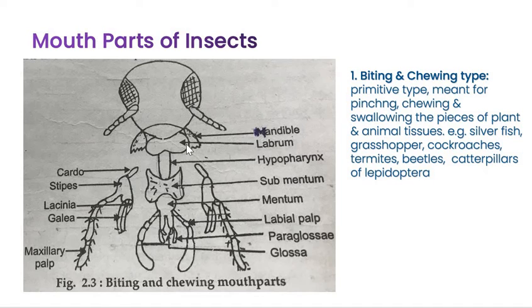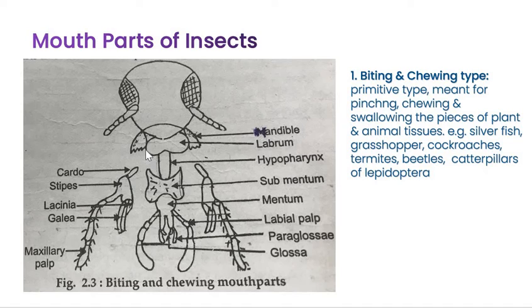If we see the detailed structure of mandible, here you can see it shows the inner serrated margin, right? Here you can see the serrated margin, which is useful for cutting up or grinding up the food material. Now after that the next part is the labium or lower lip.